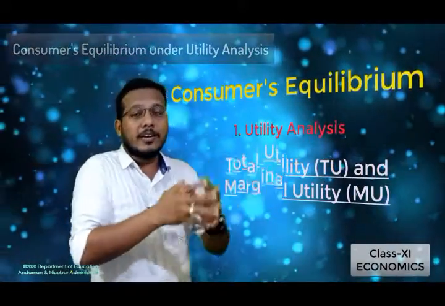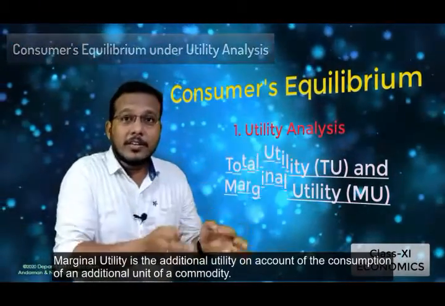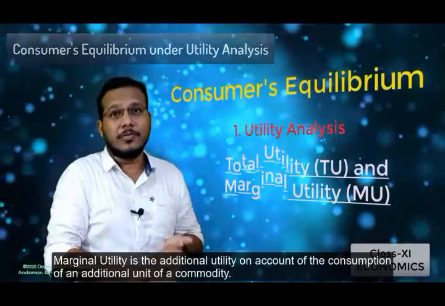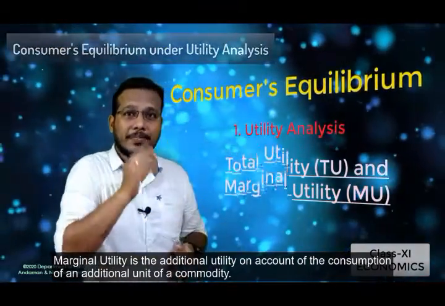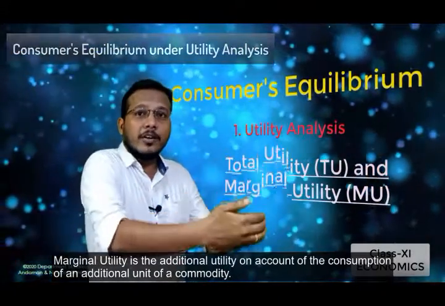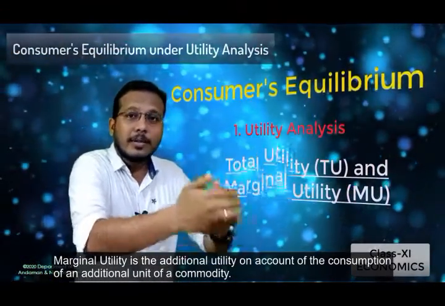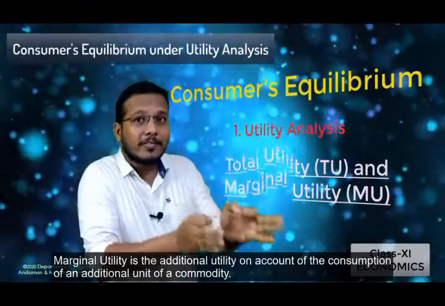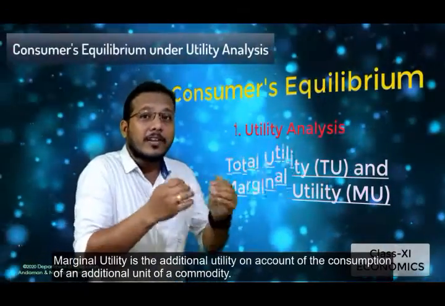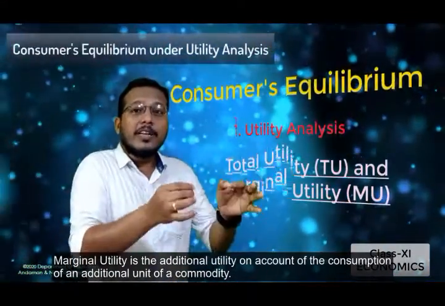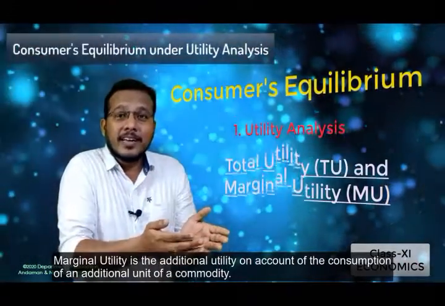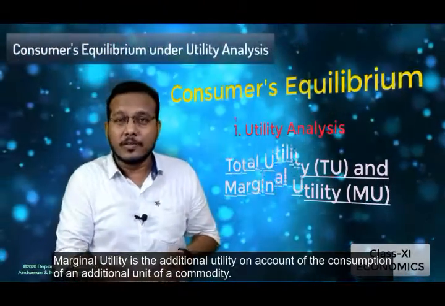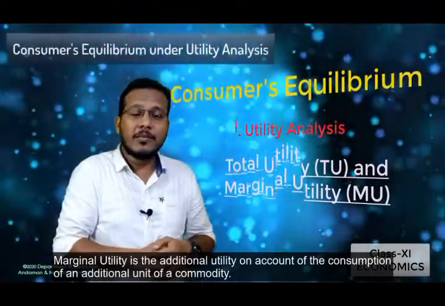Now come to the marginal utility. What do you mean by marginal utility? Marginal utility is the utility derived on every additional unit of the commodity consumed by the consumer. The amount of utility derived from that additional unit will be counted as the marginal utility. So the marginal utility refers to the additional utility derived from the additional unit of the commodity consumed by the consumer.